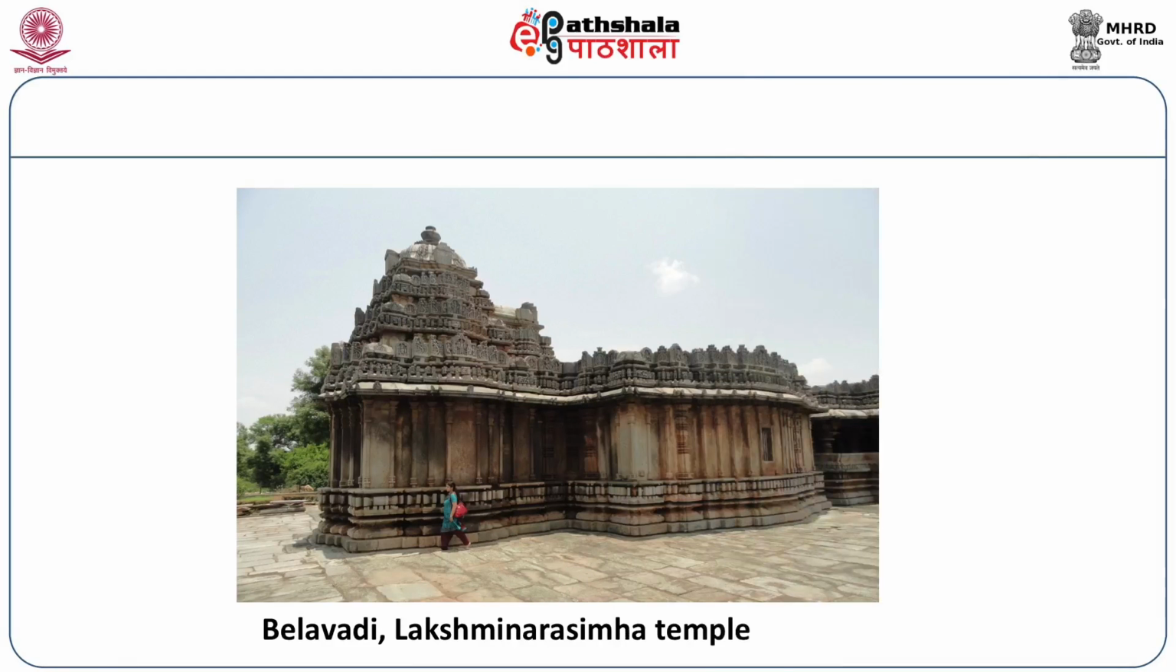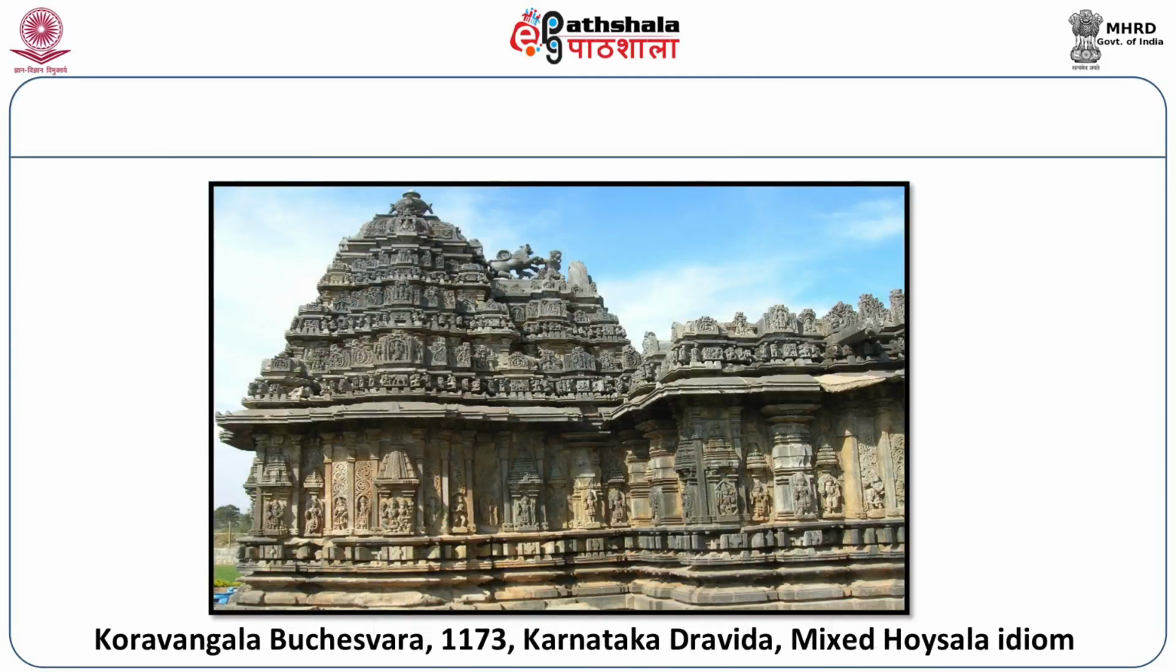This is another example of a Hoysala temple which is simple, particularly on its wall. This temple is from Belavadi. Here is an example of a very ornately decorated Hoysala temple of Karnataka Dravida form. It is the Buchesvara temple at Koravangala, built in 1173.